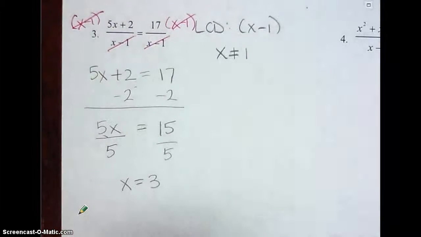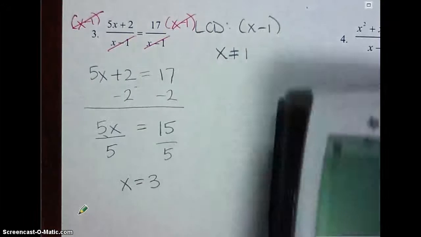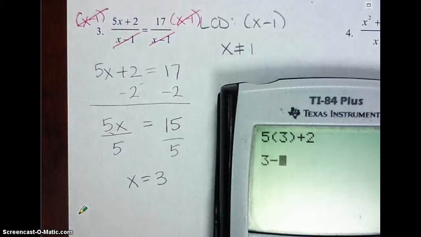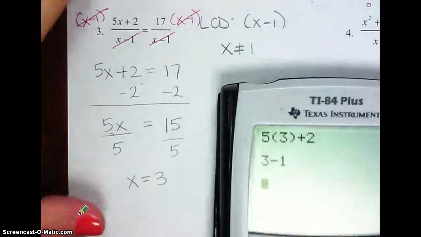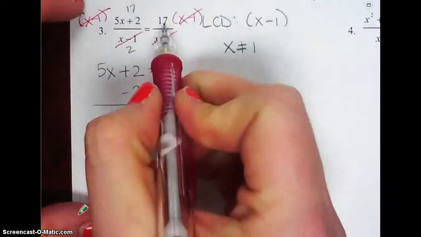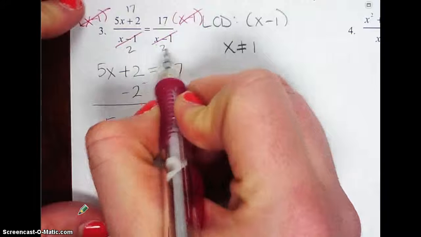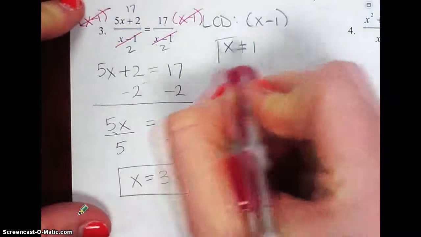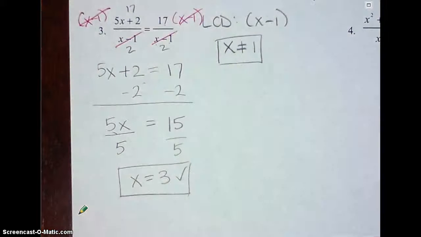Make sure you plug it back in to check it. So on the left-hand side, we have 5x plus 2, so we'll put the 3 in. So 17 on top, and on the bottom you have x minus 1, so 3 minus 1. So over here we get 17 over 2. I have a 17 here, and 3 minus 1 is also 2. So that works, and then x cannot equal 1.